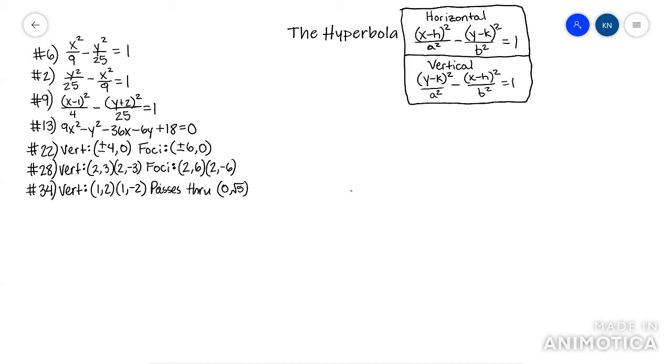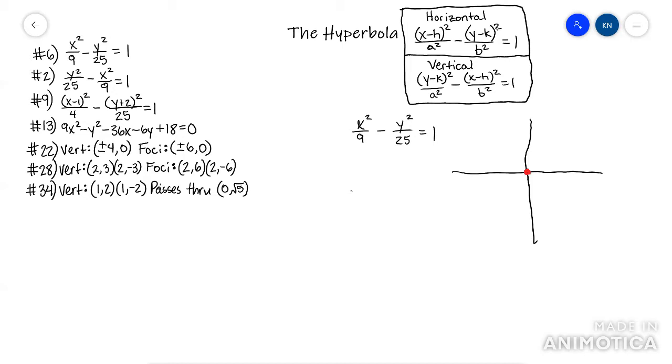Here we go. First one, x squared over 9 minus y squared over 25 equals 1. Okay, just looking at this equation, this right here tells me it's a horizontal hyperbola. Now, there's no shifts. So that means the center is at the origin.